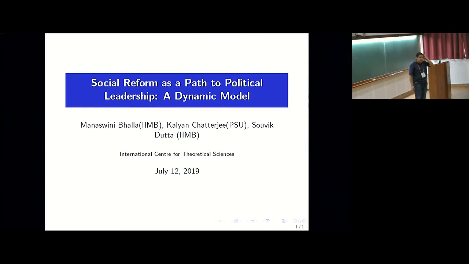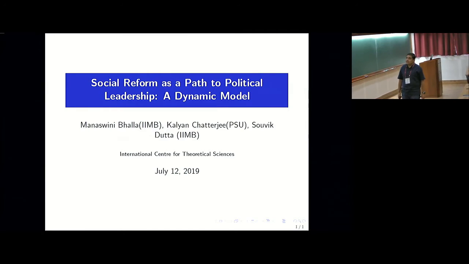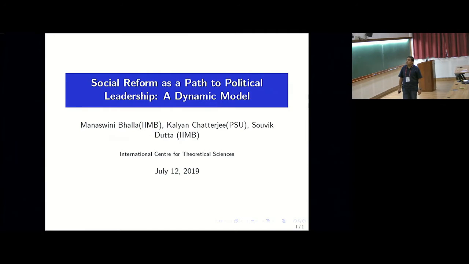This is a game theory model, which uses the technique of perfect Bayesian equilibrium. It studies a problem broadly in the realm of political science and political economy. I'll first lay out what the problem is, and then I'll go through the model and the results.